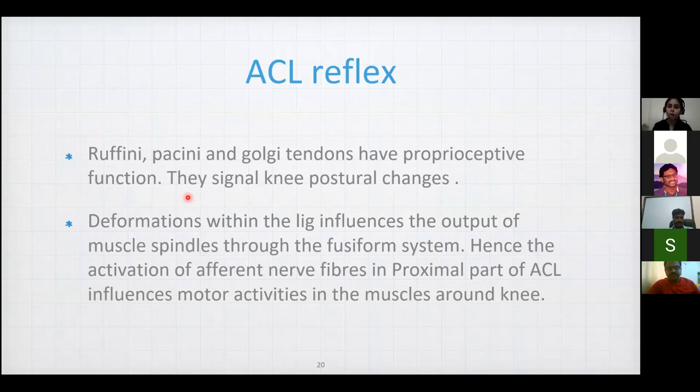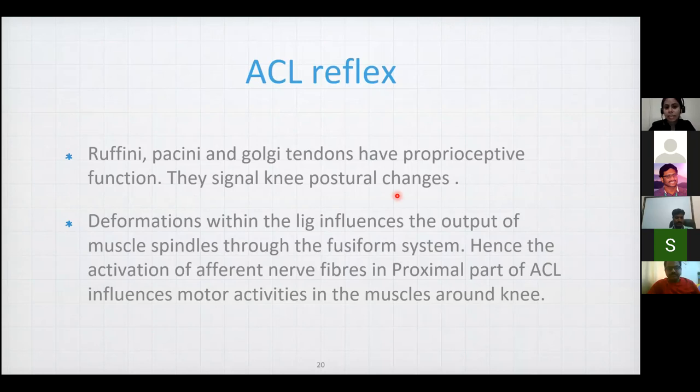Now, when there is already an injury, proprioceptive function plays an important role. So we have to retrain the proprioceptors. They signal the knee postural changes. So again, knee postural changes are being signaled by the ACL reflex. So this has again a very significant clinical significance.